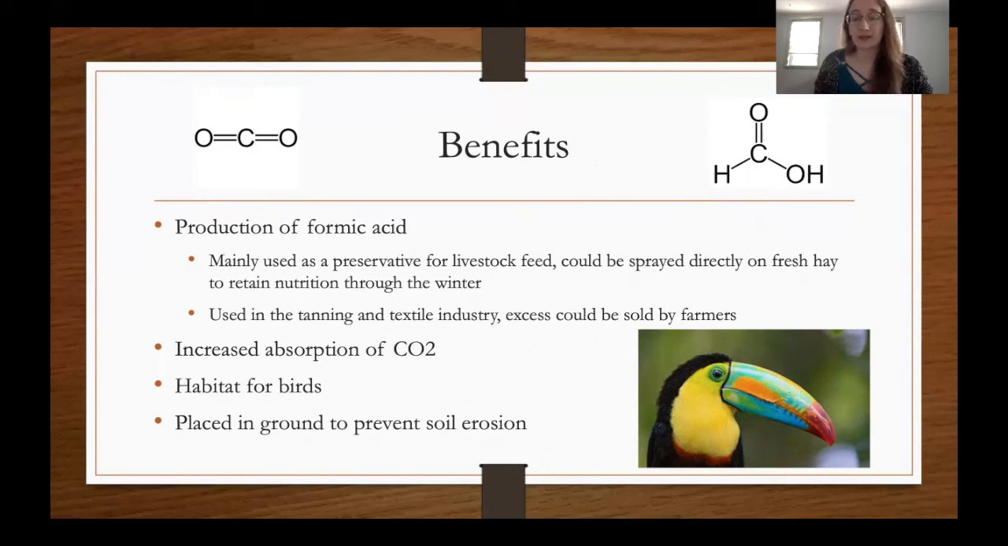You also have habitats for birds. Ideally, this would be scaled up so that small mammals and insects could also live within these structures. But for now, we're going to focus on bird habitats as it doesn't impact the device structure at all. And you could also place this in the ground for soil erosion. If you plant this in the ground, specifically in that 6-foot habitat design, you could have excess water drip through the stalk into the soil, which will create a wetter soil, prevent soil erosion, and ultimately help grass grow around these devices.